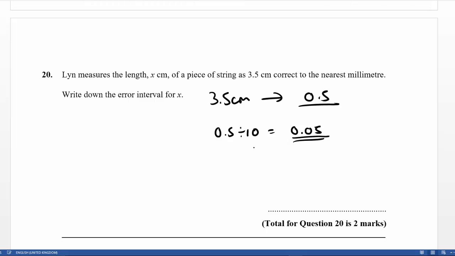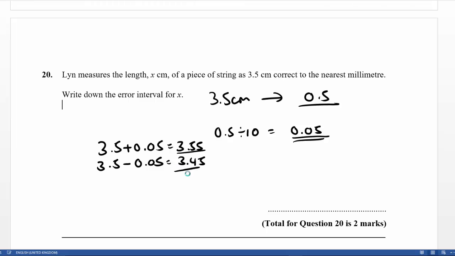This is what we're going to use to add and subtract from 3.5 to work out our error interval. So we're going to do 3.5 plus 0.05, and then we're going to do 3.5 minus 0.05. That's going to give me 3.55. This one's going to give me 3.45. So these are our error intervals.